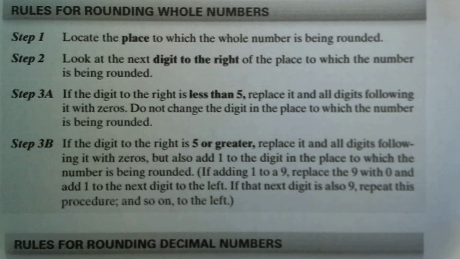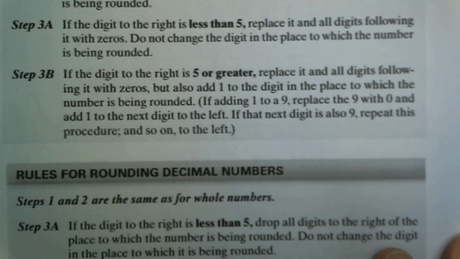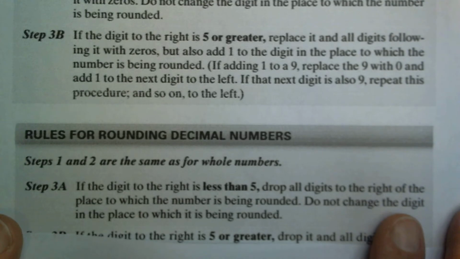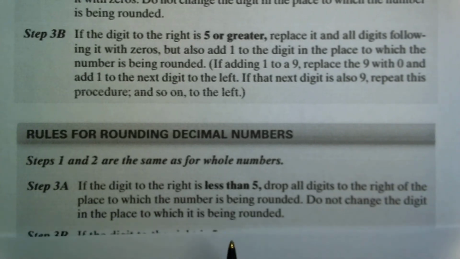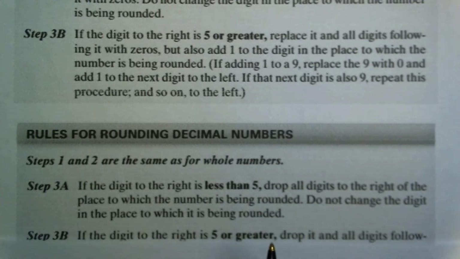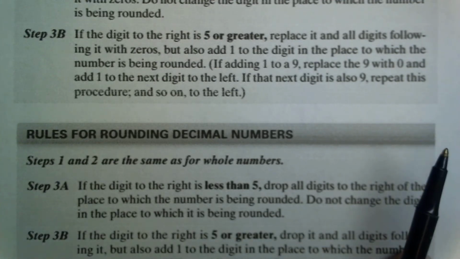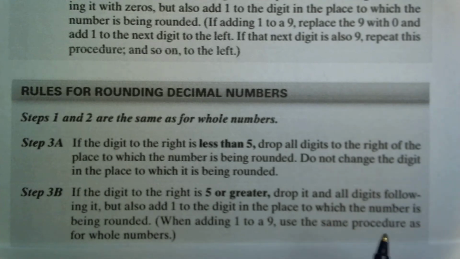And then rounding rules for decimals. Steps 1 and 2 are the same as for whole numbers. Step 3a: if the digit to the right is less than 5, drop all digits to the right of the place to which the number is being rounded. Do not change the digit in the place to which it is being rounded. And then the other case is if the digit to the right is 5 or greater, drop it and all digits following it, but also add 1 to the digit in the place to which the number is being rounded. Again, when adding 1 to a 9, use the same procedure as for whole numbers. And we'll be looking at some examples in just a moment.